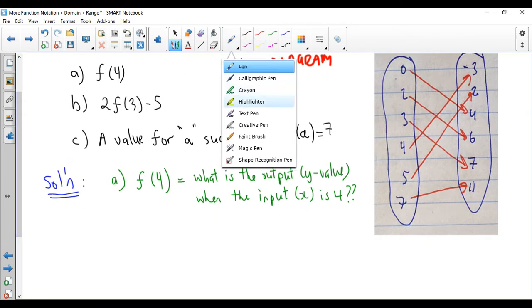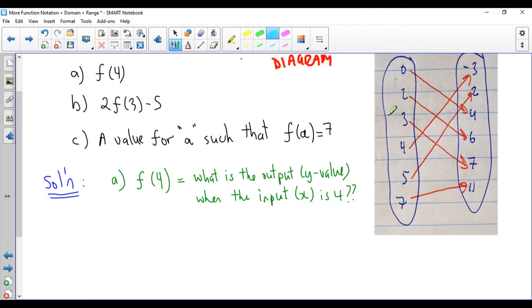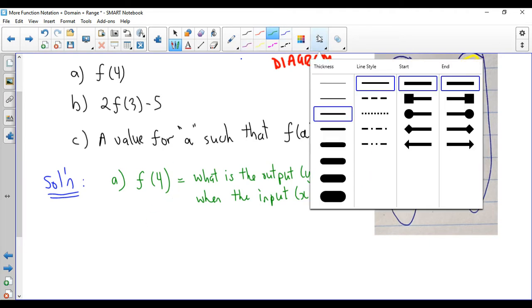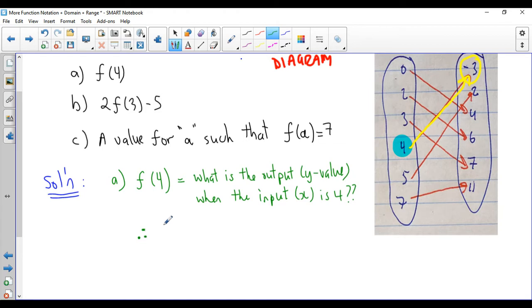So then you say, well, where is the input 4? And we look and say, okay, check it out. Here is our input of 4. And then you're like, well, where is it going? Well, the input of 4 is going to -3. So f at 4, my function evaluated at 4, equals -3. All right, and that is it.